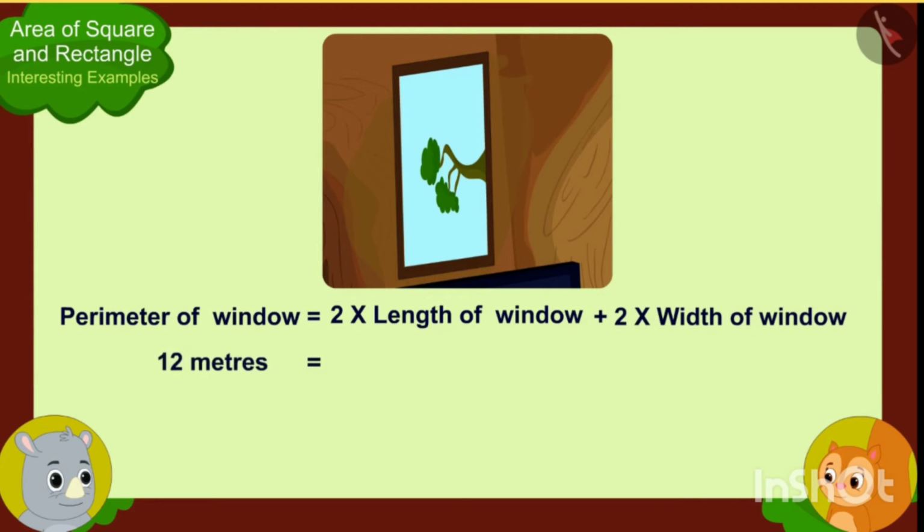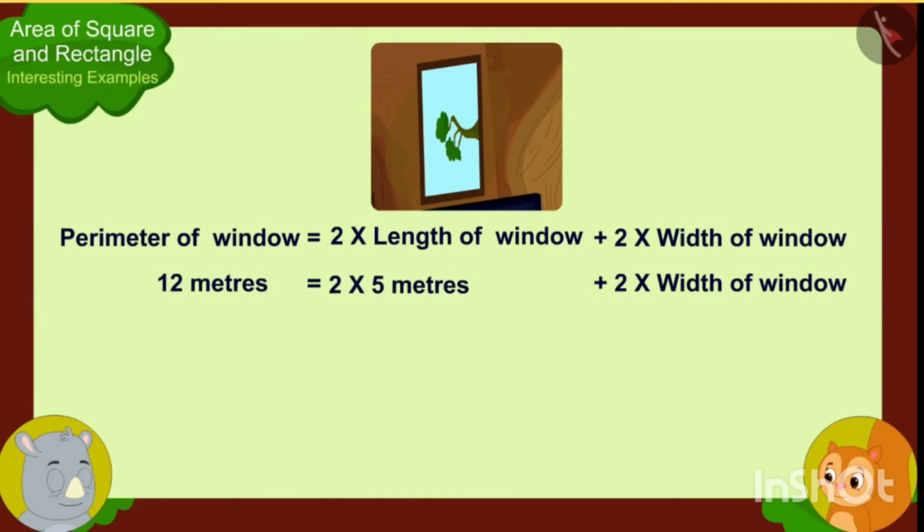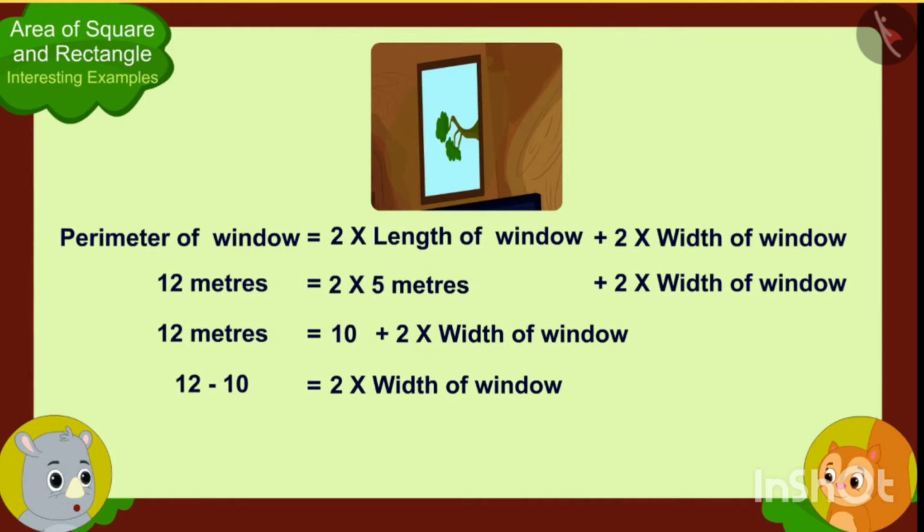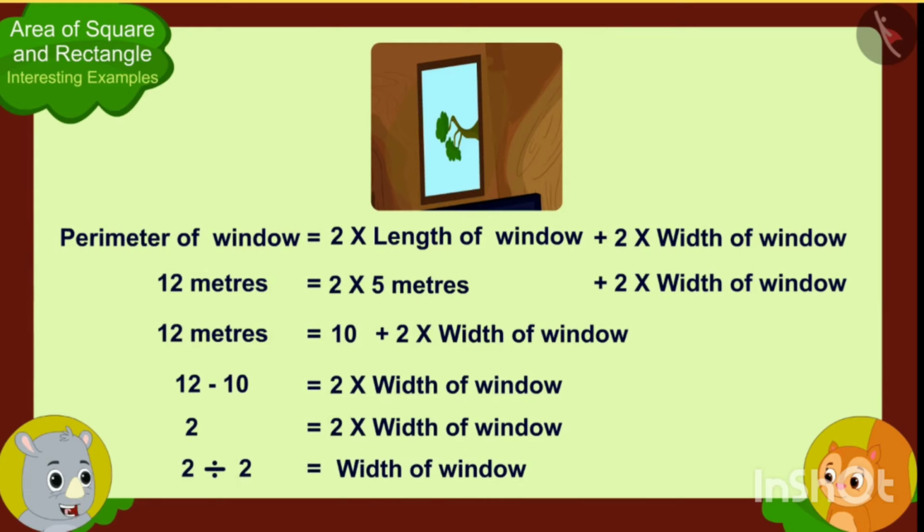12 meters. And what is the length of your window? 5 meters. Gaggu quickly wrote the perimeter and length of Chanda's window in this way. Now look, Chanda, we can easily find the width of your window in this way. Look, the width of your window is 1 meter.